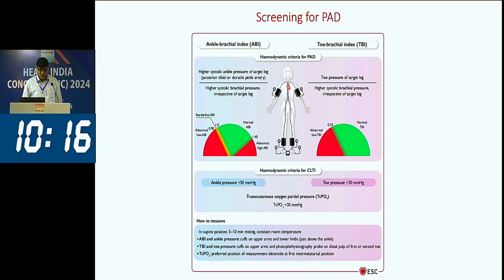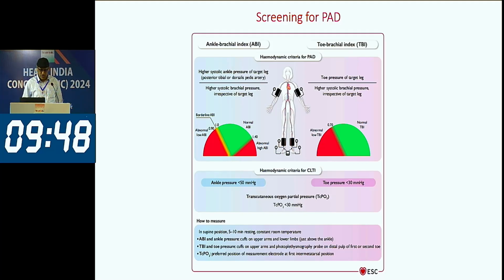This is the most important thing. How do you diagnose and screen patients for peripheral arterial diseases? The most important index is the ankle brachial index. And how do you calculate the ankle brachial index? You apply a cuff at the upper and the lower limbs, and you look for the higher systolic ankle pressure of the target leg, basically the posterior tibial or the dorsalis pedis artery, and this is divided by the higher systolic brachial pressure irrespective of the target leg.